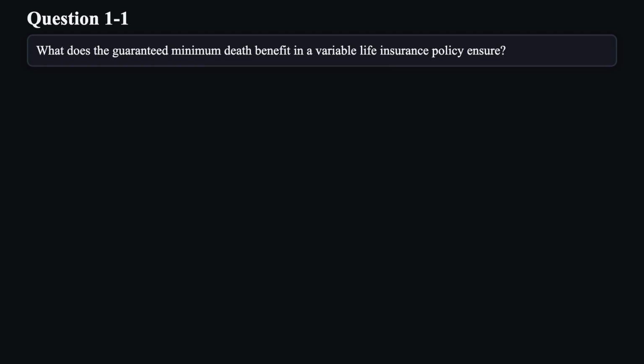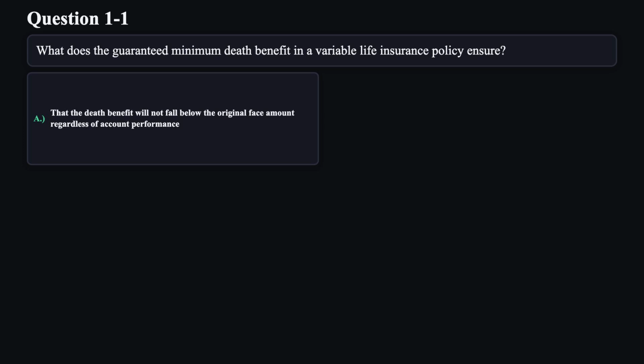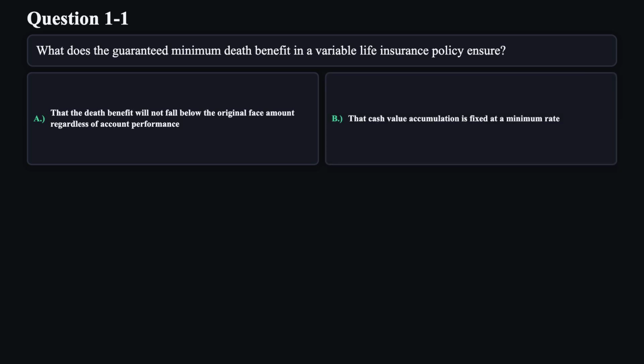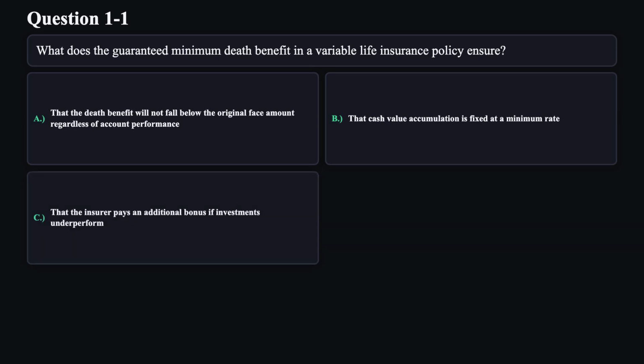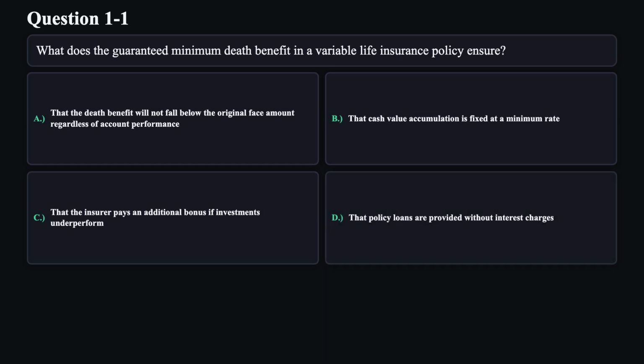What does the guaranteed minimum death benefit in a variable life insurance policy ensure? A. That the death benefit will not fall below the original face amount, regardless of account performance. B. That cash value accumulation is fixed at a minimum rate. C. That the insurer pays an additional bonus if investments underperform. D. That policy loans are provided without interest charges.